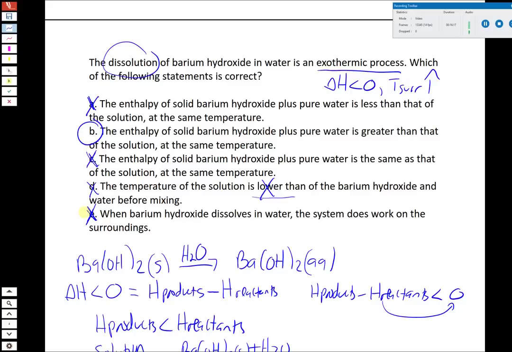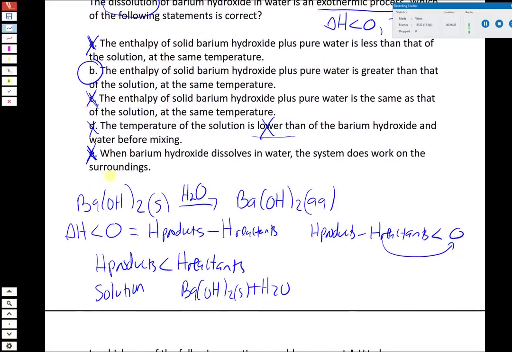Alright, so then all that's left is choice B is the only one that's correct, which is that the enthalpy of the starting point, the solid ionic compound plus water, must be greater than the solution if we're going to have an exothermic process.